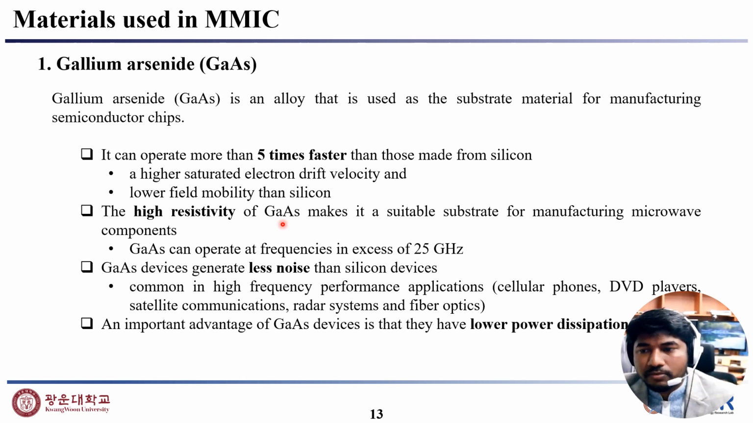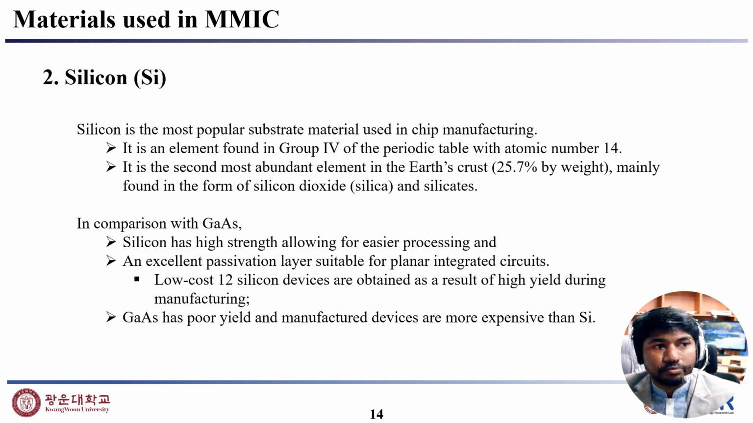it a suitable substrate for manufacturing microwave components. And gallium arsenide devices generate less noise than silicon devices, and that is important for radar systems and fiber optics. And an important advantage of gallium arsenide devices is that they have lower power dissipation.